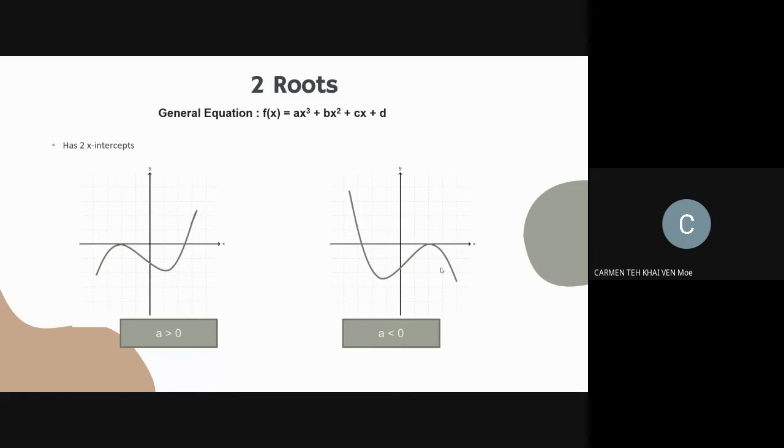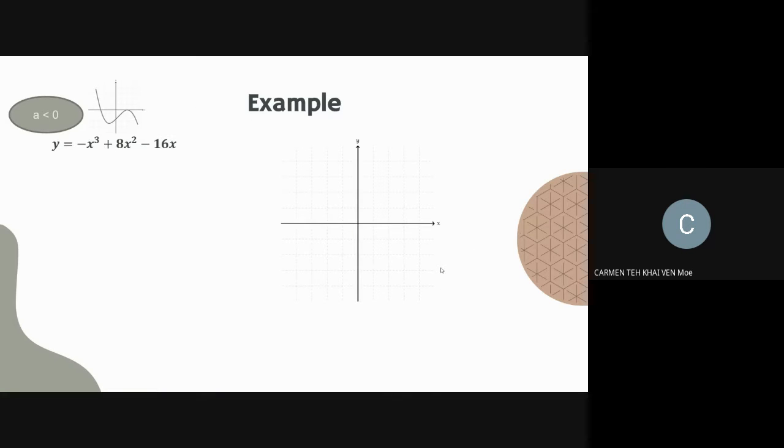For my example, as you can all see, the coefficient of x cubed is negative, so the shape of the graph will be like this. When we get a question like this, we just break down the equation into a linear equation and a quadratic equation.